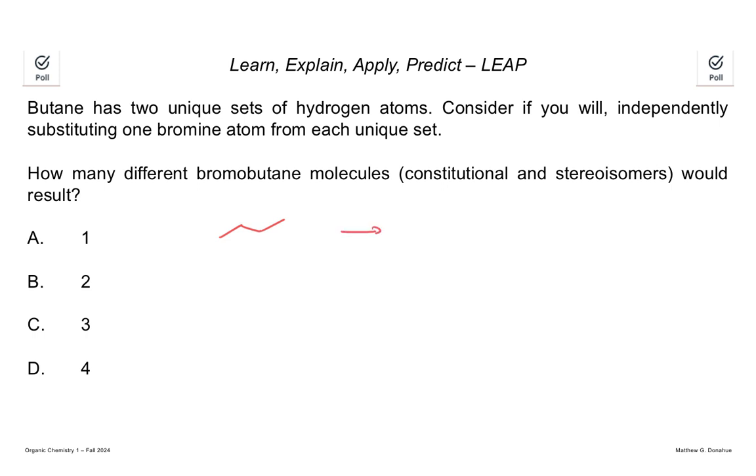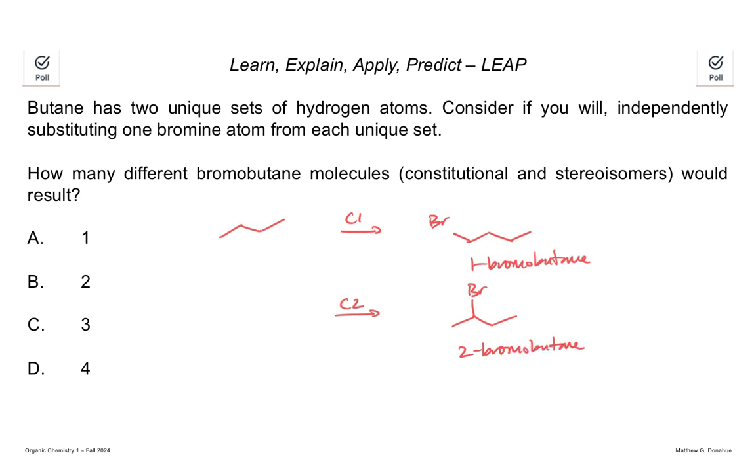So what that means, at C1 or C4, we have 6 hydrogens that are equivalent. We swap one out. So that makes 1-bromobutane. Now, if we do the same thing for C2 or C3, that makes 2-bromobutane.